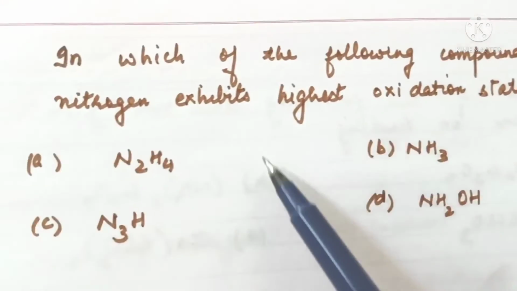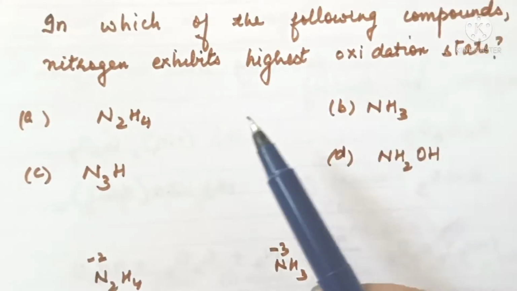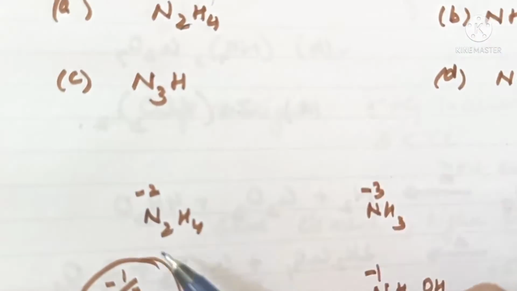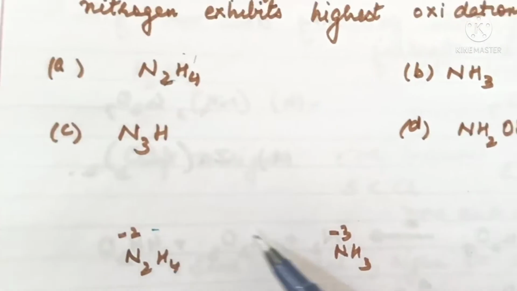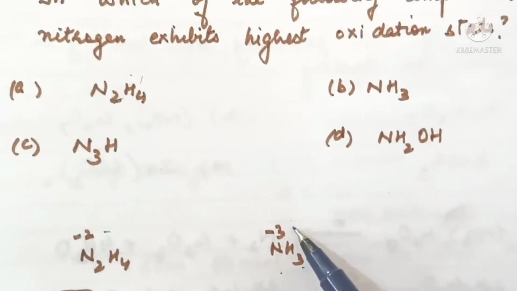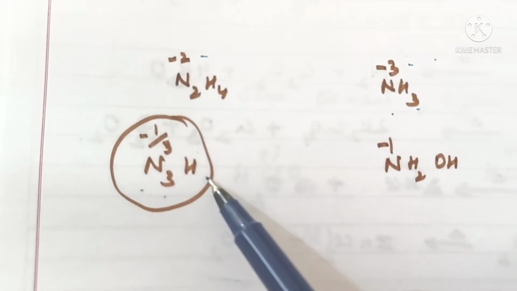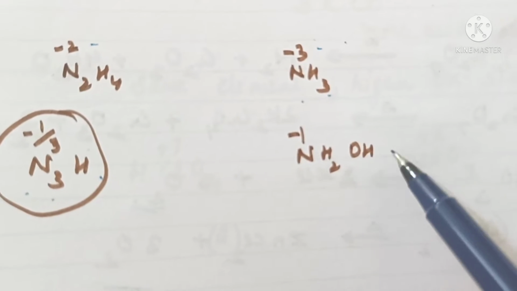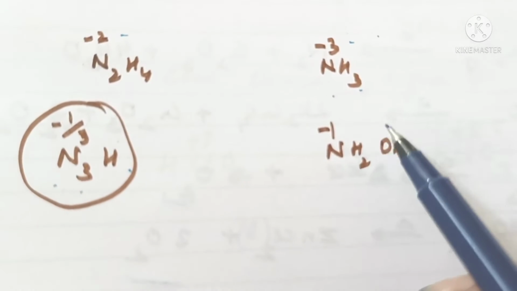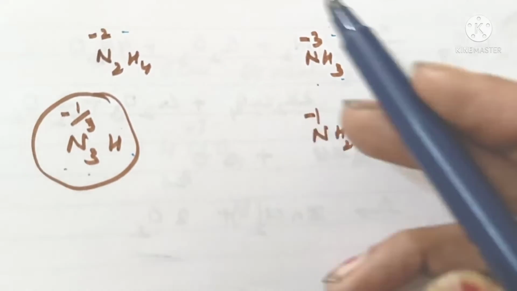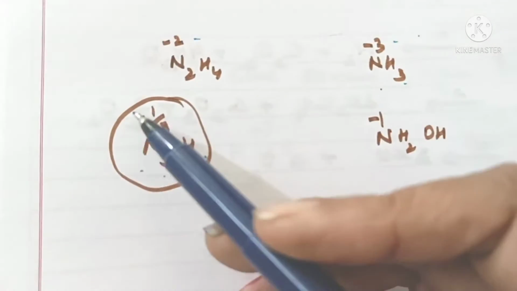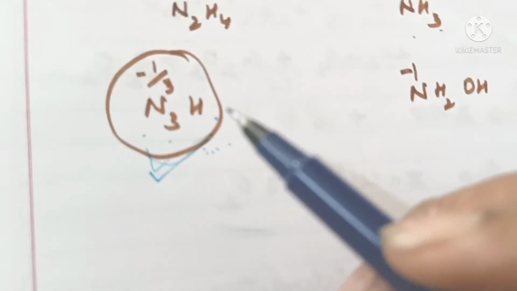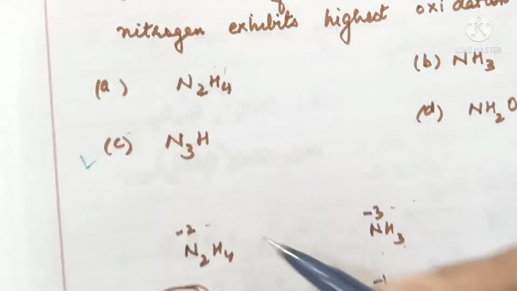In which of the following compounds nitrogen exhibits highest oxidation state? So oxidation state in N2H4 is -2, in NH3 is -3, in N3H it is -1/3, and NH2OH it is -1. So highest oxidation state will be the smallest value because all are negative. So -1/3 has the highest oxidation state. So option C is the correct answer.